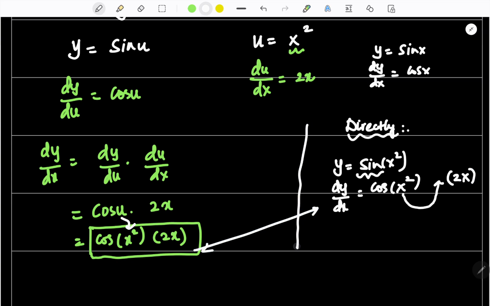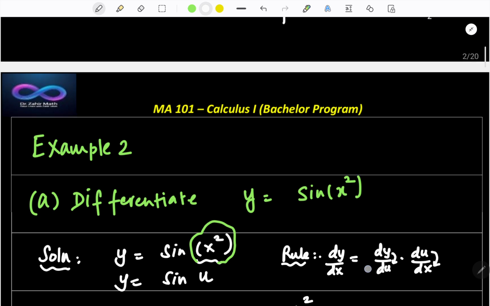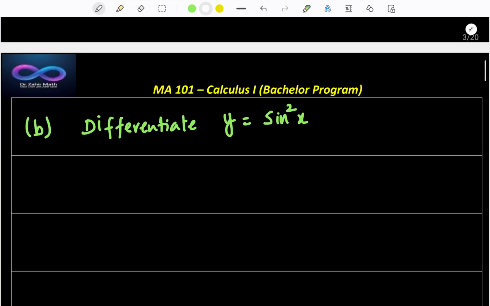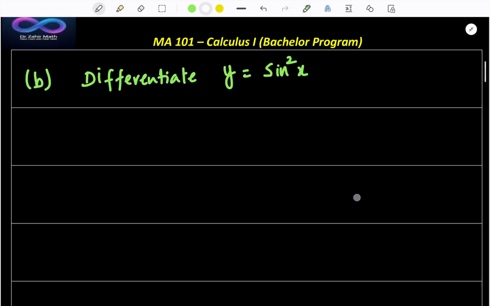Yes. So this you can do directly if you are an expert in derivatives. Otherwise, use the chain rule, all of you. But if the question says use the chain rule, at that time you have to compulsorily use the chain rule. Keep in mind, if they say simply differentiate, then you can use the direct method or you can use the chain rule method. Let us start the next question.